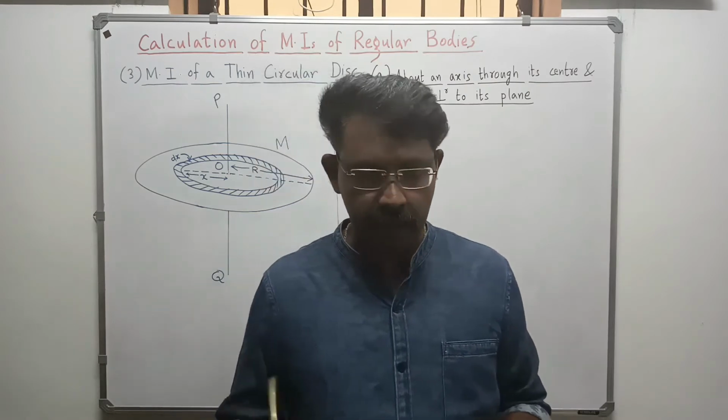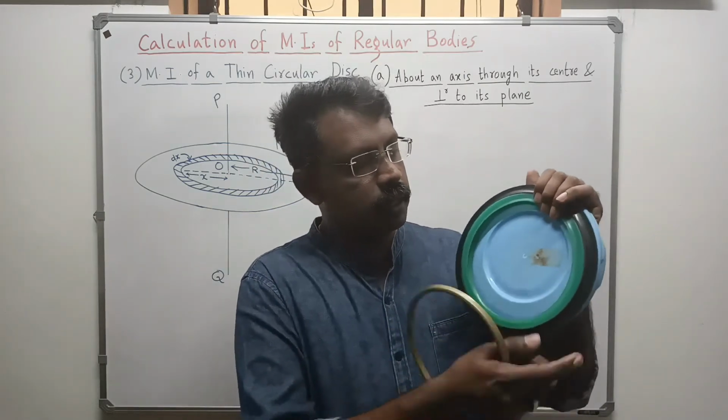So I am considering that this disk is made up of a large number of rings. I am considering such rings like this.